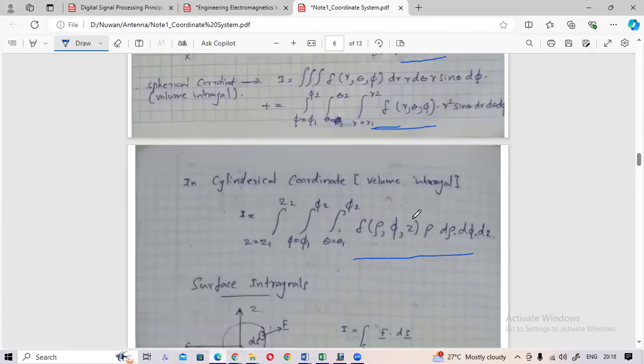For any charge volume, you will be given this kind of a function, and also you will be given the limits. Then you have to do the simple integration.